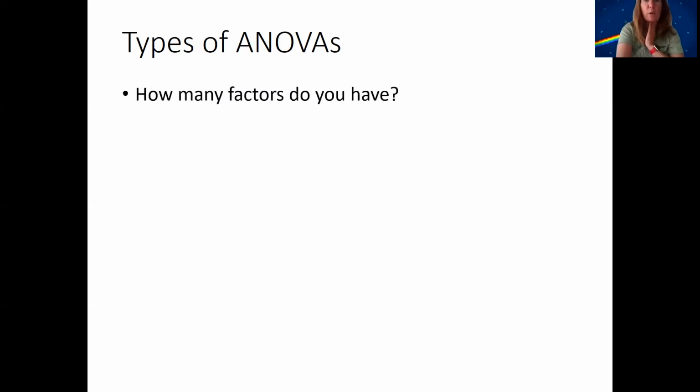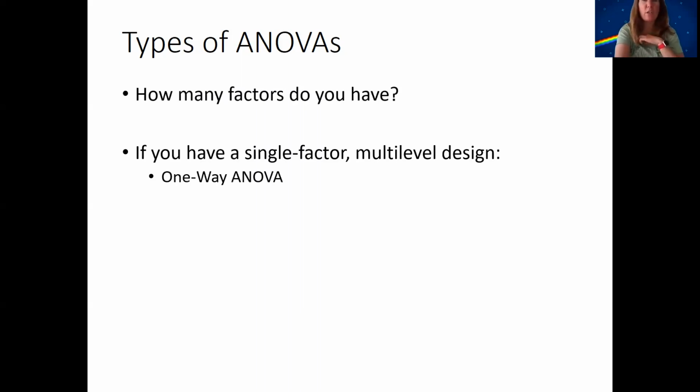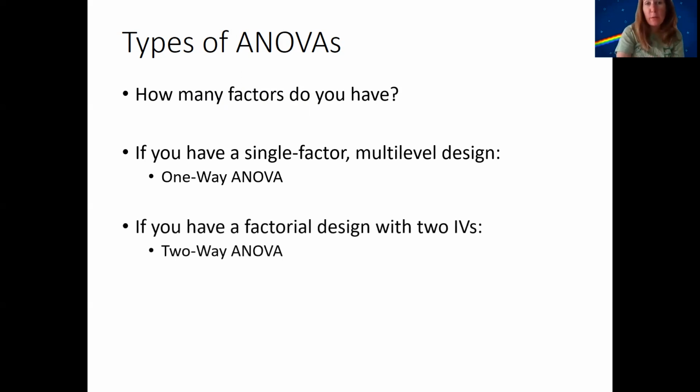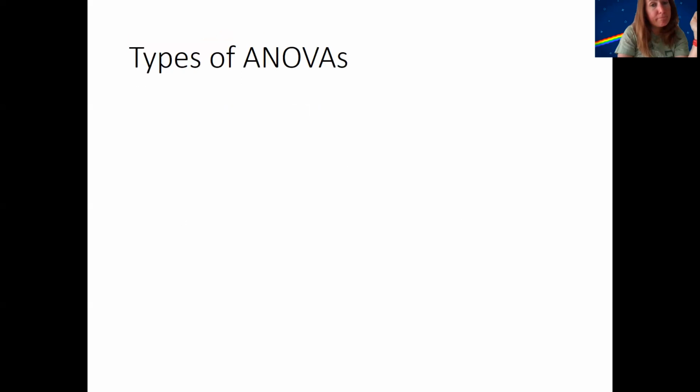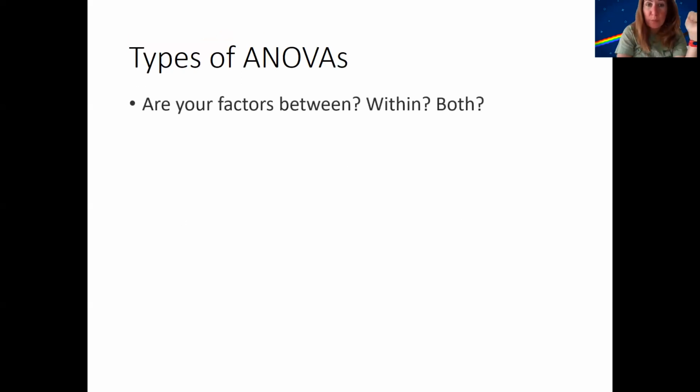Okay, so when we're looking at the ANOVAs, the way you can determine what type of ANOVA you have is first you have to determine how many factors do you have. If you have a single factor, multi-level design, you're going to use a one-way ANOVA, one way for one independent variable. If you have two independent variables, it's called a two-way ANOVA. If you have three independent variables, it's called a three-way ANOVA, and so on and so forth.